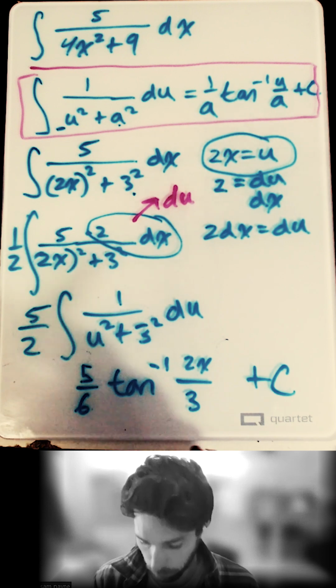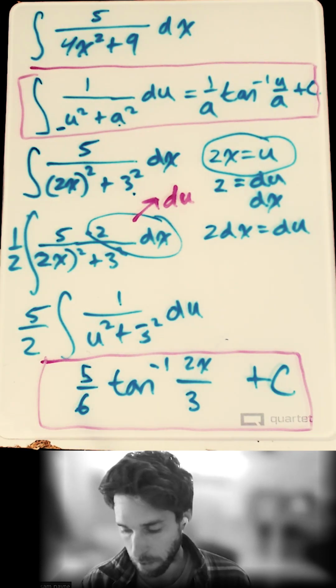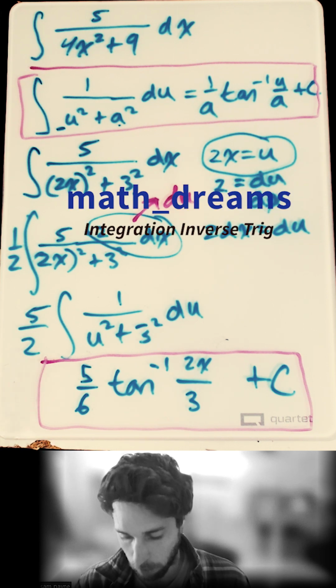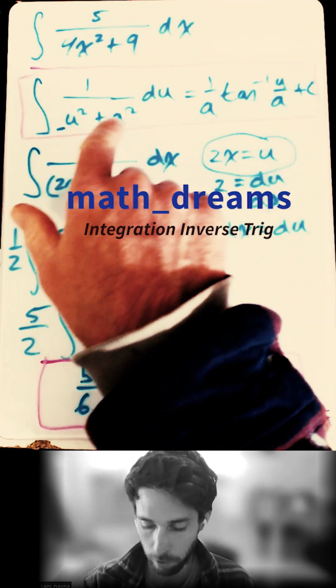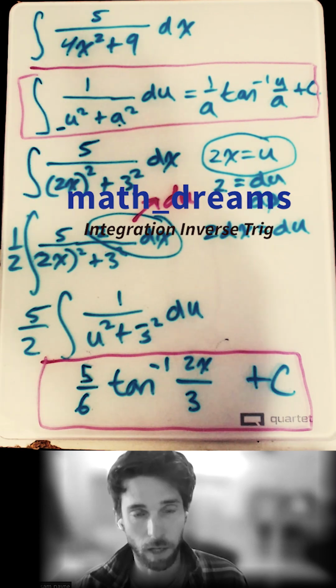So that is the solution to the problem. We used a u-sub, and we used the knowledge that the integral of a 1 over u squared plus a squared scenario gives us an arctan.